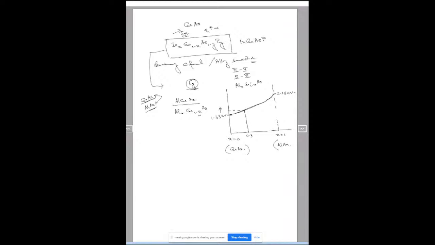Alternatively, if I want a band gap of 1.8, I can find out what my value of X should be so that I can design the material. From this, I go here, locate the point, and find the X value. Whatever X value we get here, I can design that material. This will be aluminium, this, gallium 1 minus this, arsenide. If this comes out to be 0.4, then I'll say this is 0.4 and this is 0.6. So that is the material.